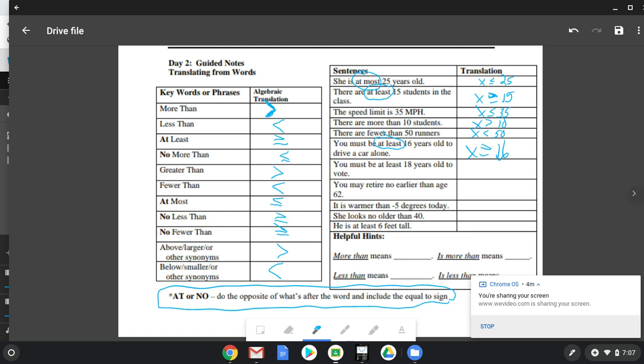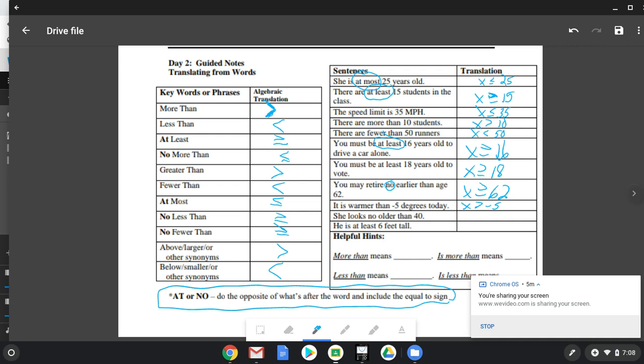You must be at least 18 to vote. So that again would be greater than or equal to 18. You may retire no earlier than. So no earlier would be the opposite of earlier, which would be greater than or equal to. And then the word no tells me there's the equal to sign. And then 62 is the number. And it is warmer than -5 degrees. So warmer than would be greater than, and then -5. I hope that it's always warmer than -5 degrees out.